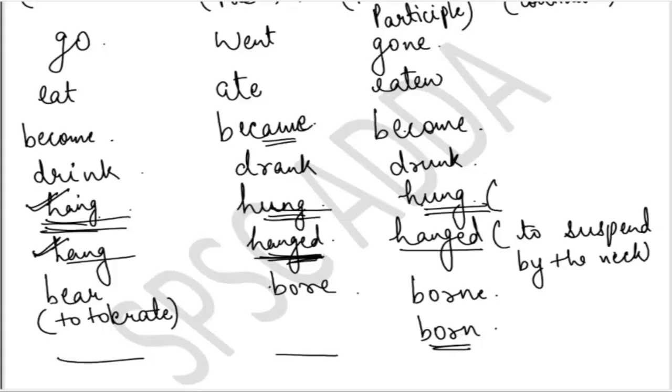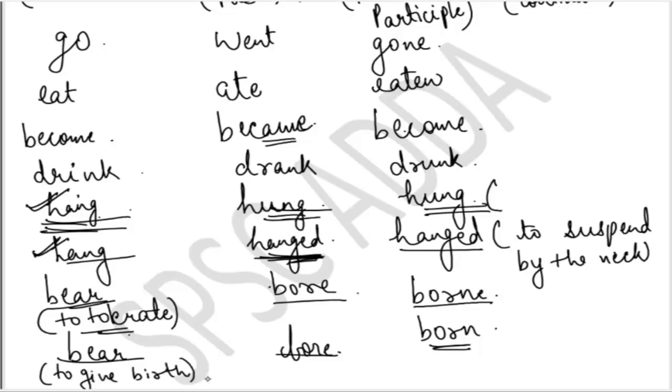This is called a confusing pair of verbs. V1 and V2 of born are bear and bore only. Do write it down, this is very important. When bear means to tolerate, V2 is bore and V3 is borne, B-O-R-N-E. When bear means to give birth, V2 is bore and V3 is born, B-O-R-N. Am I clear with this? Yes, ma'am. Alright, let's move forward.